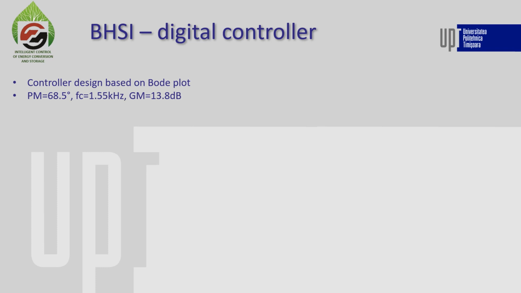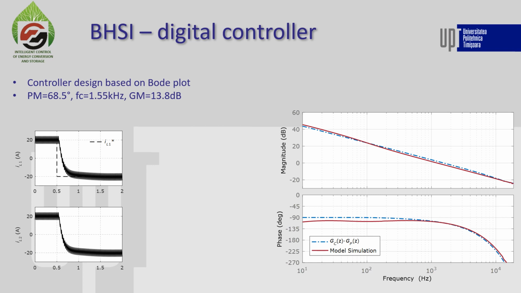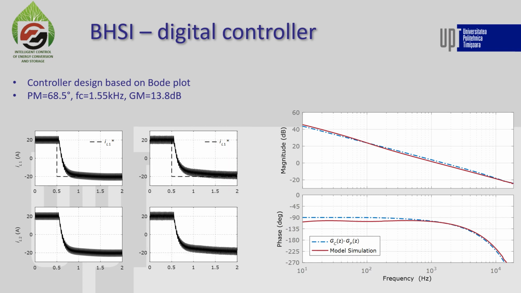Next, we continue by designing the digital controller. We directly shape the Bode plot in order to design the controller. We achieved a phase margin of 68.5 degrees at the cutoff frequency of 1.55 kHz with a reasonable gain margin of 13.8 decibels. And we see here that the simulation on the left are pretty much identical to the experimental results on the right.